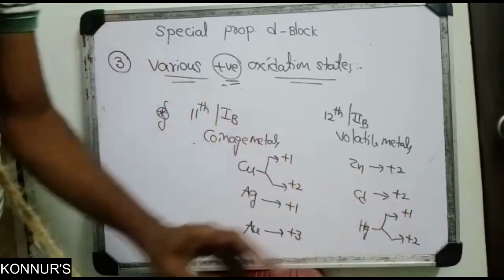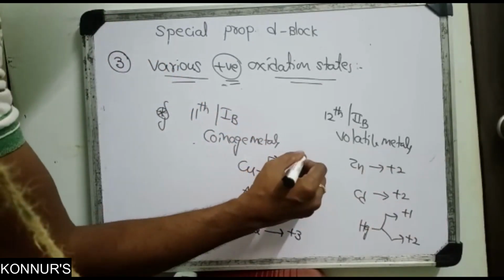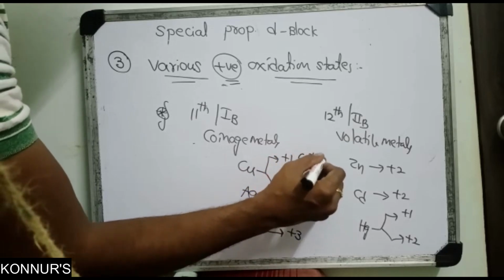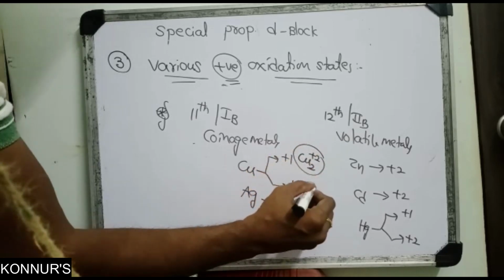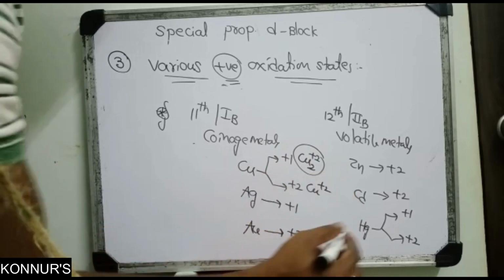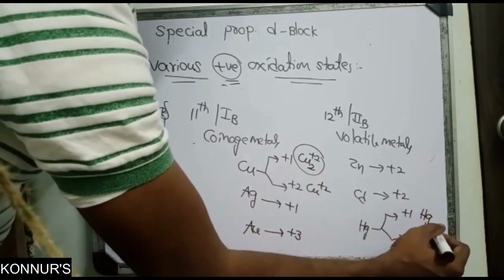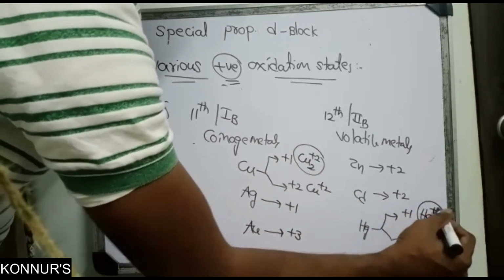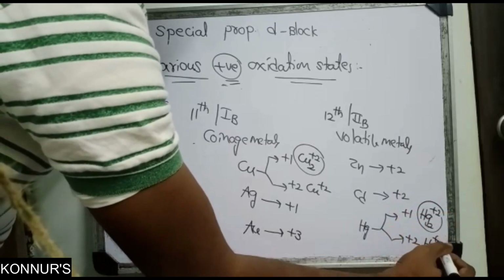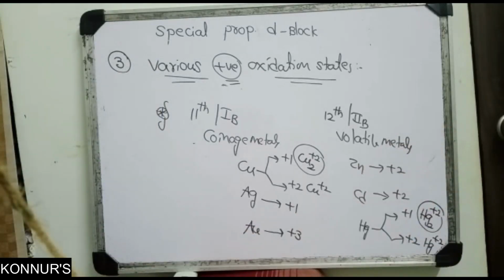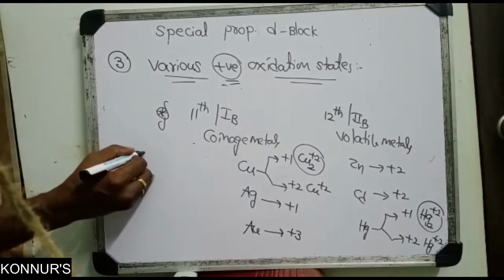Mercurous, mercuric. So they can show like this, Cu plus 2. Don't confuse, that is cuprous, so Cu plus 2 is cupric. Mercurous, Hg2 2+. Here, mercuric, Hg 2+. Different oxidation states.